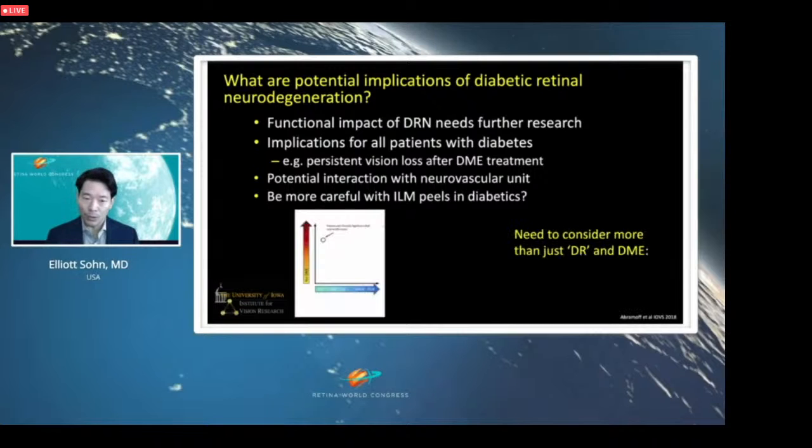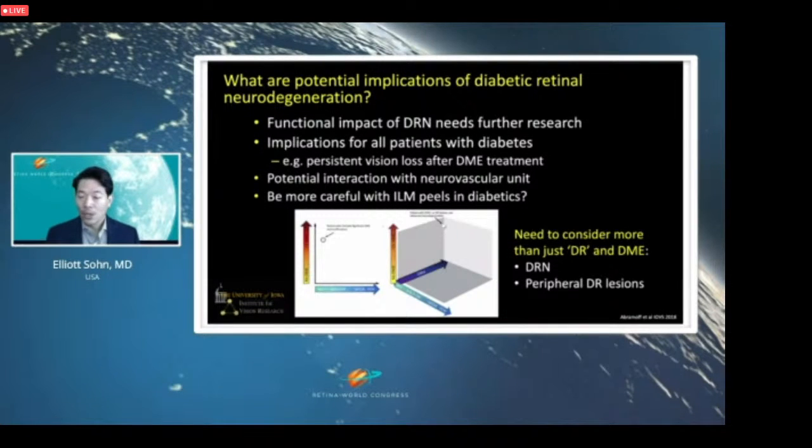And the last thing to consider is really, should we expand what we think of as diabetic eye disease, as diabetic retinopathy? Right now, we just kind of think of it as DME, no DME, NPDR, PDR, vitreous hemorrhage, neovascularization. But there are other things that we're recognizing now that are consistent with diabetes that's not really integrated into the current severity scale for diabetes. So things like peripheral diabetic lesions, so peripheral ischemia, peripheral hemorrhages, as well as diabetic retinal neurodegeneration.